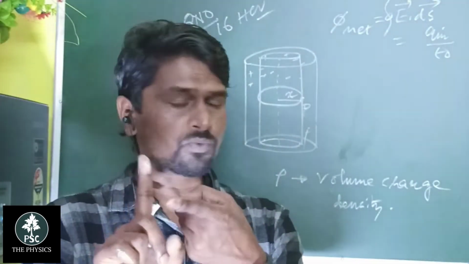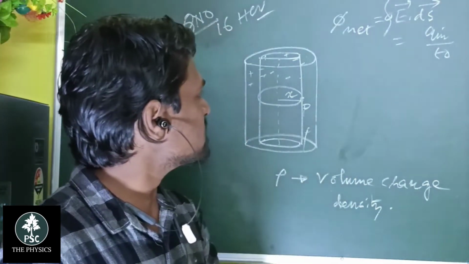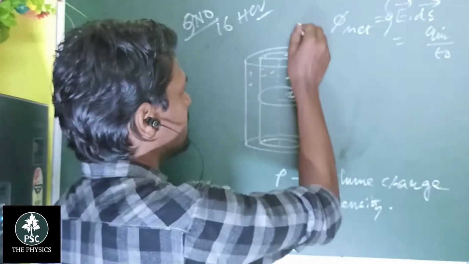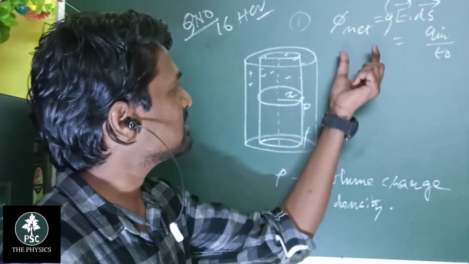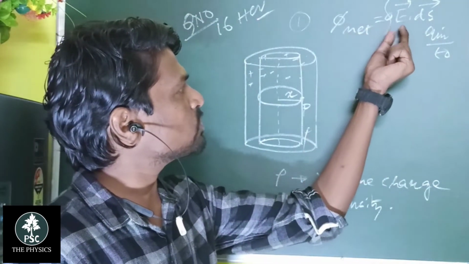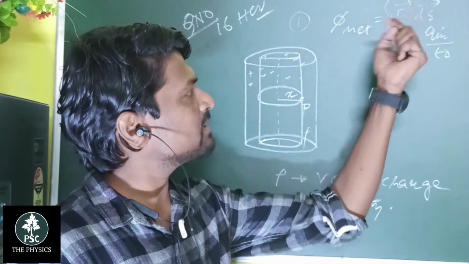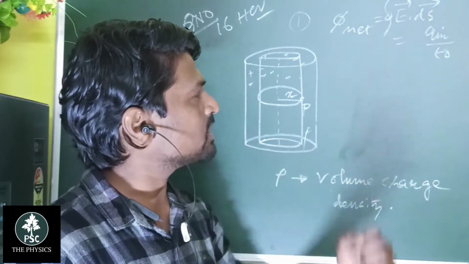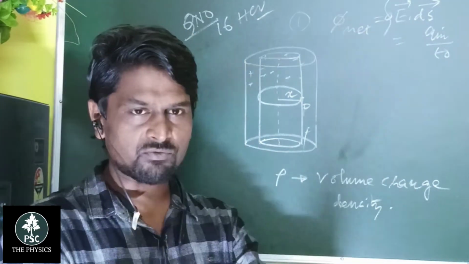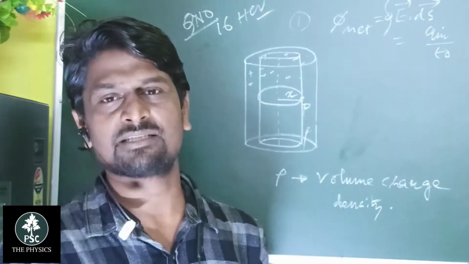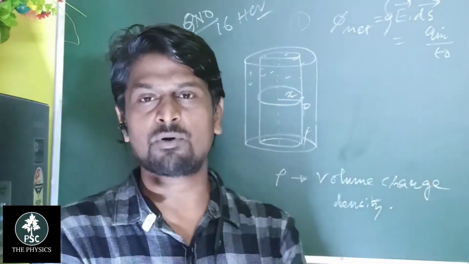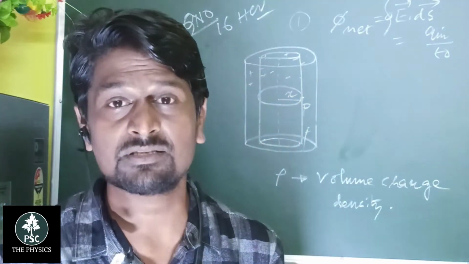So this is concept number 1. Gauss's theorem: phi net is equal to the closed integral of E dot dS, equal to 1 by epsilon naught times Q inside. Net flux means when a charge is distributed, the charge creates field lines, and the number of field lines crossing that particular surface, the Gaussian surface, is the flux.